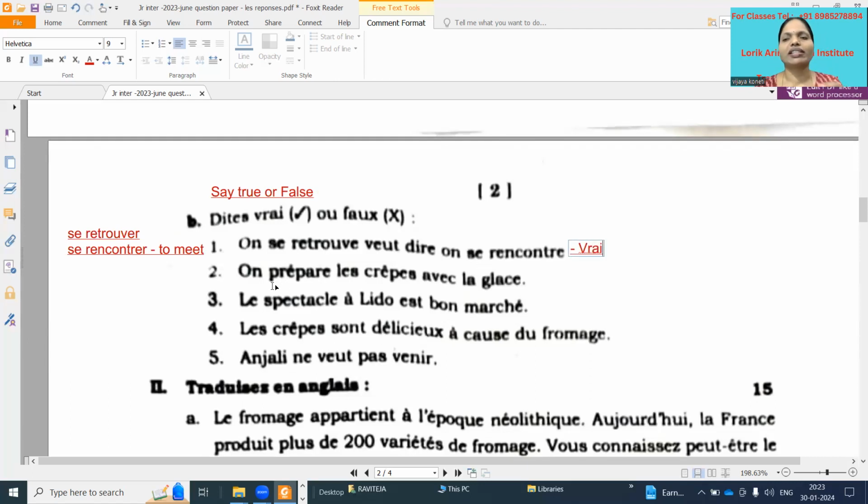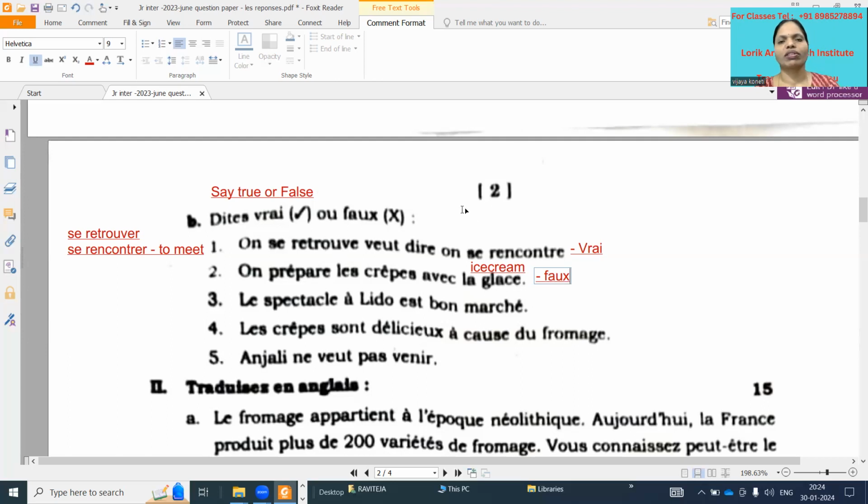Next one, the second one. On prépare les crêpes avec la glace. Glace means what? Ice cream. So we are preparing the pancakes with ice cream. Vrai or faux, this statement? Ice cream we are not using in the pancakes. Flour, sugar, butter, we are using those items. Ice cream we are not using. So this statement is faux.